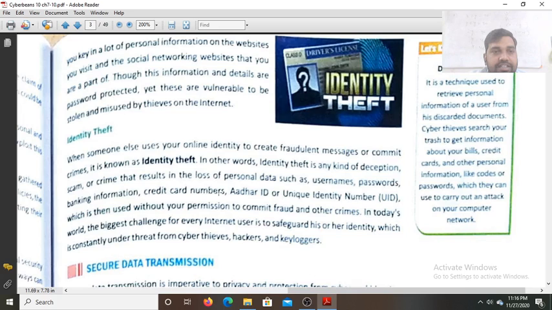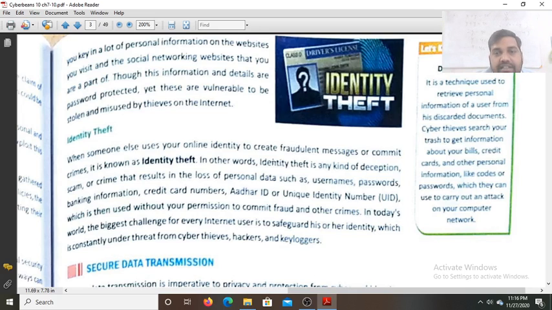Next is identity theft. Your identity can also be stolen. If someone knows your ID and password of your Facebook account, that person can use it. If someone knows your ID and password of your Gmail account, they can misuse it. When someone else uses your online identity to create fraudulent messages or commit crimes, it is known as identity theft. Someone also can create an account on Gmail in your name by using your information. If they know, someone's friends also can use it.